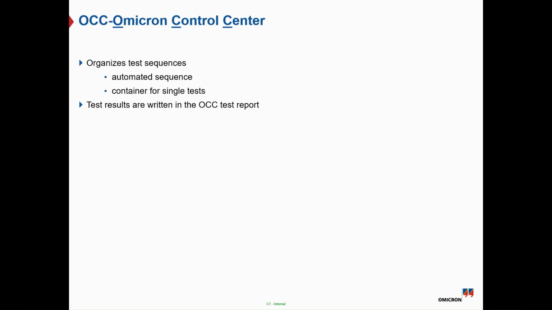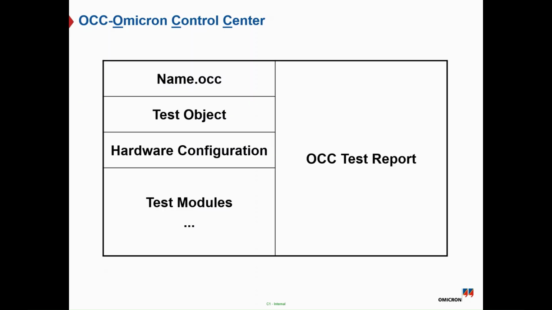This gives you a customized test plan based on your protection application and the protection functions enabled or activated inside the protection relay. And at the end, you will find the test result, which is written in one combined test report for all functions available inside the OCC.